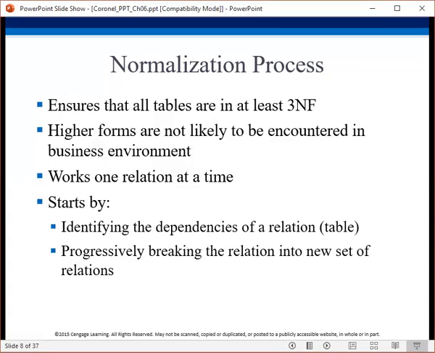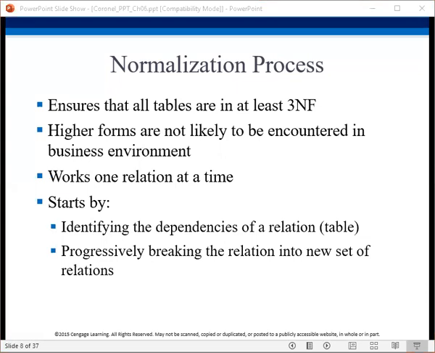So here's how we go about the normalization process. We work on one table at a time. We identify the dependencies of the non-key attributes. In other words, are they determined by some fields in the table other than the key? If they are, then we will decompose that table into two separate tables.